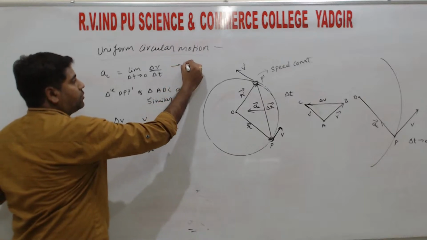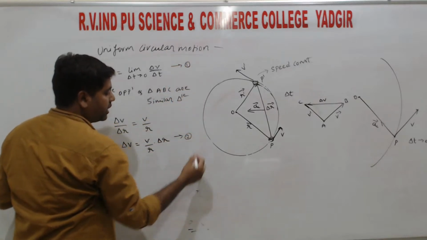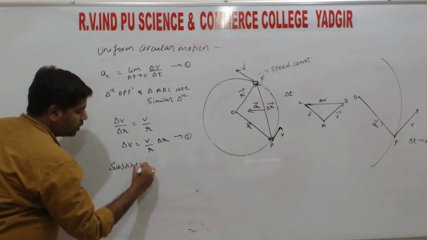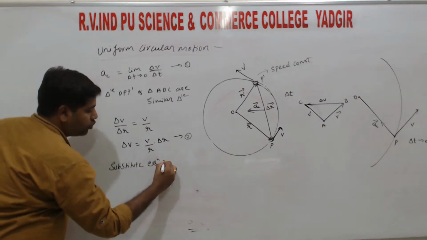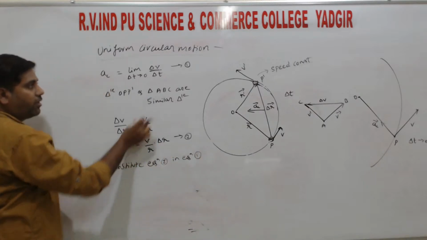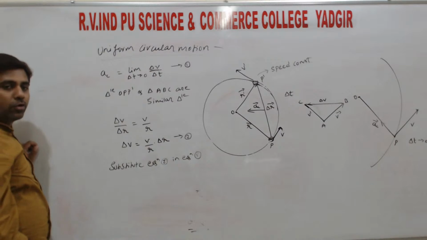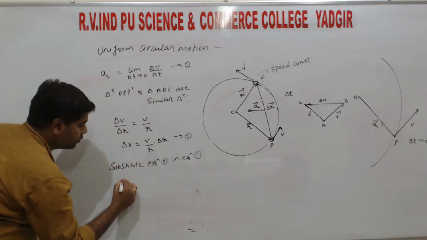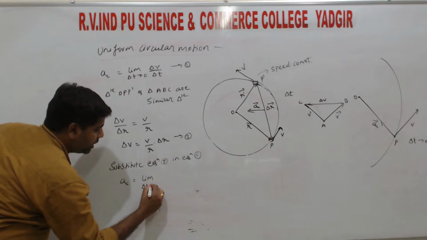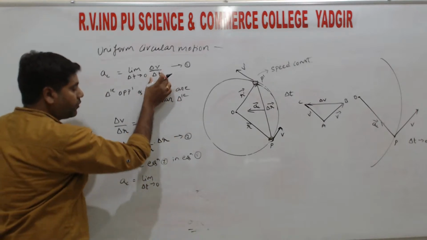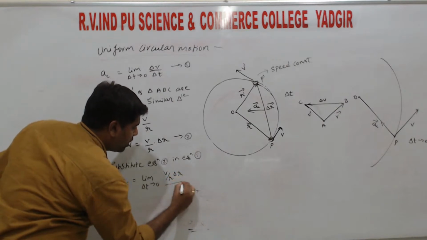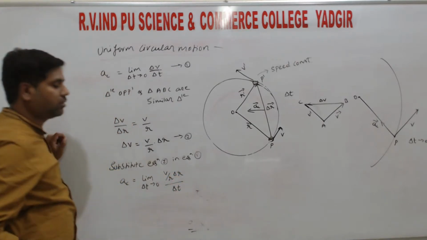Calling this the first equation, and this the second equation. So substitute equation 2 in equation 1. We can substitute the delta v value here, in equation 1. So AC is equal to limit delta t tends to 0. In place of delta v we can write v divided by r into delta r divided by delta t.